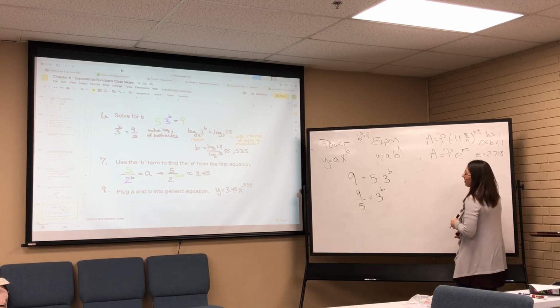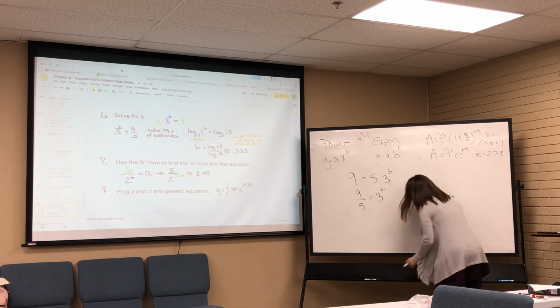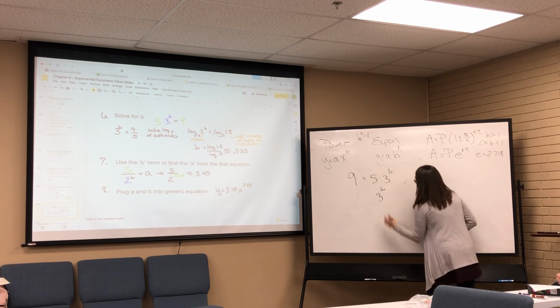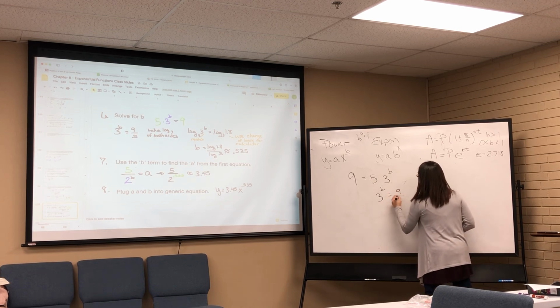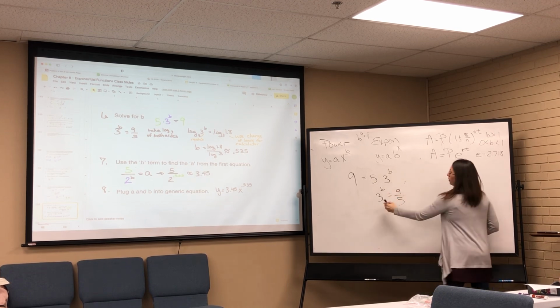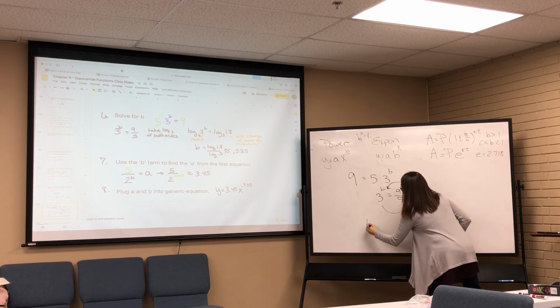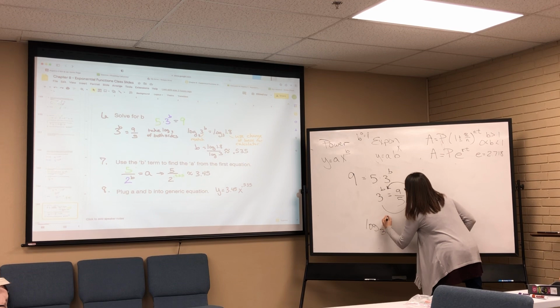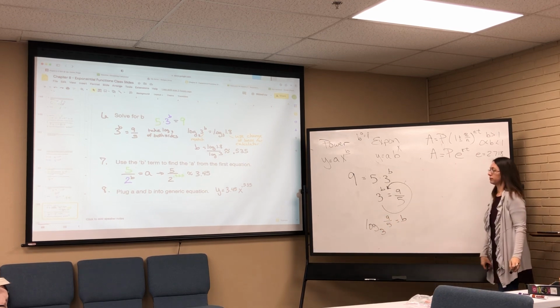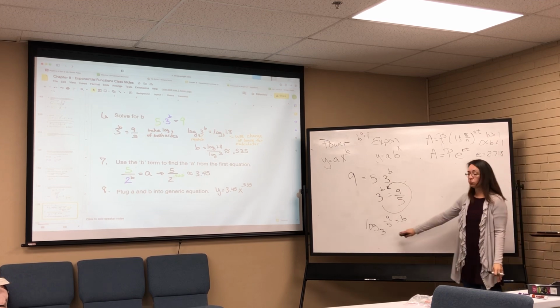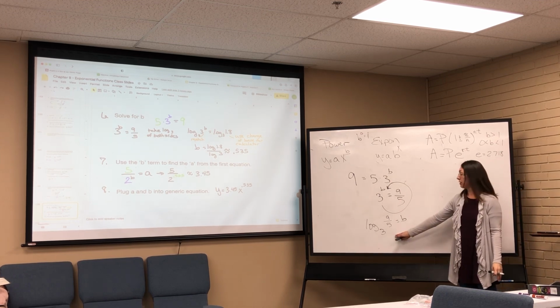Okay. If we took the log, I'm going to rearrange it this direction. If we log roll, remember we start like this. So we have log base 3 of 9/5 equals b. Okay. This would be valid to solve for b.